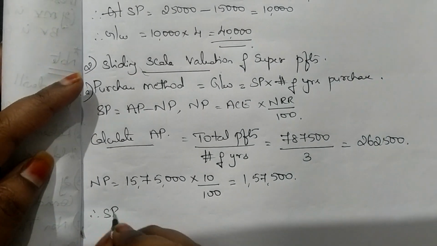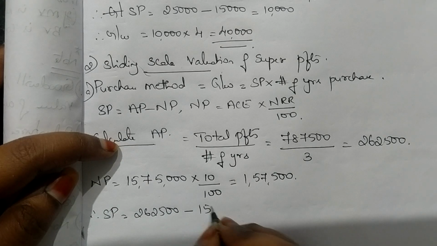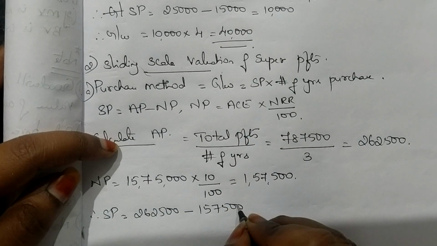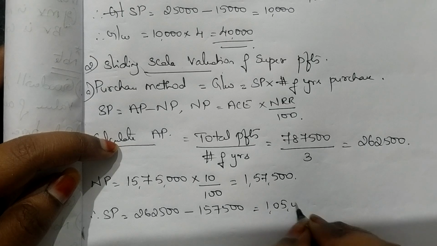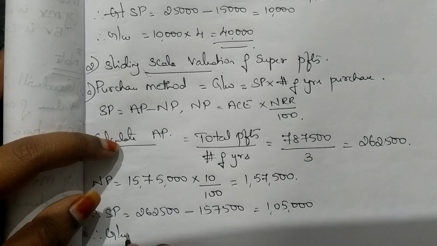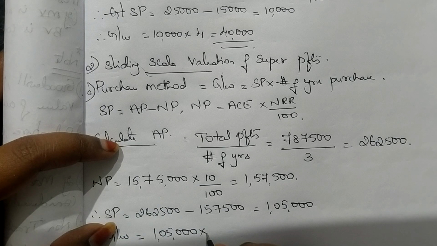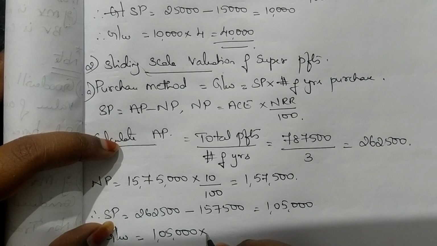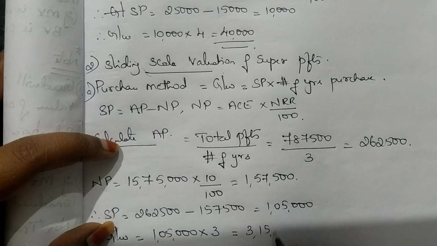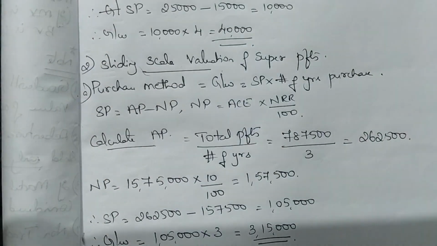Therefore, your super profit will be 2,62,500 minus 1,57,500, which is 1,05,000. So therefore, your goodwill under your purchase method is 1,05,000 into number of years purchased. They have mentioned in the problem to be 3 years. So 1,05,000 into 3 years is 3,15,000. Okay. This is your purchase method of your goodwill calculation, which we have done so far.